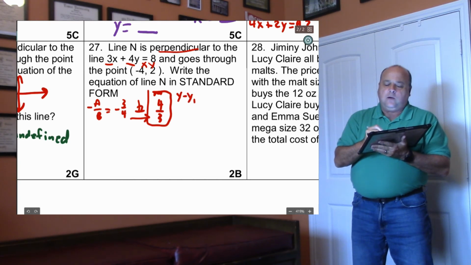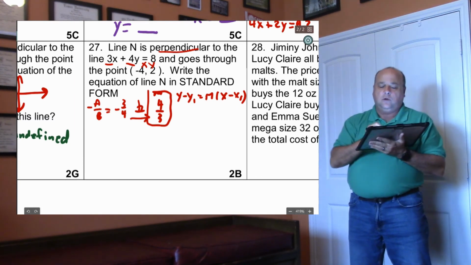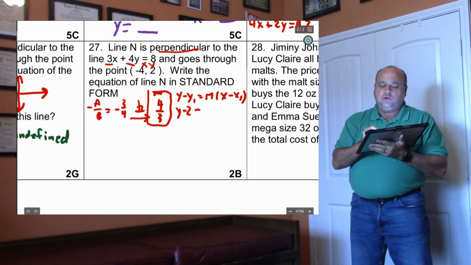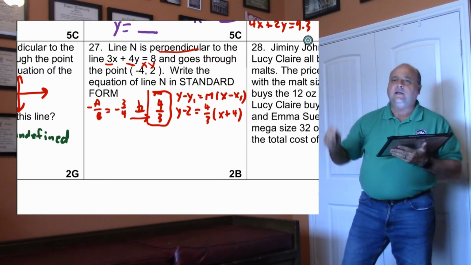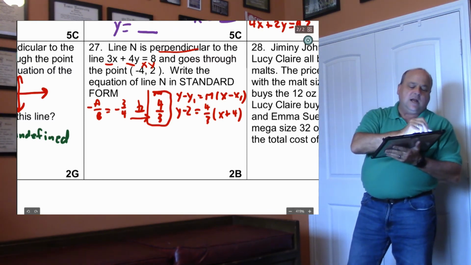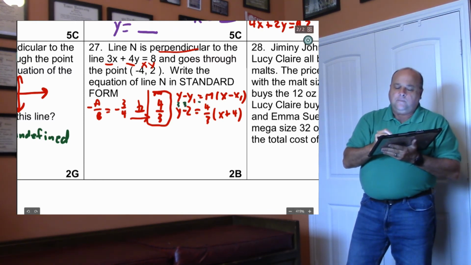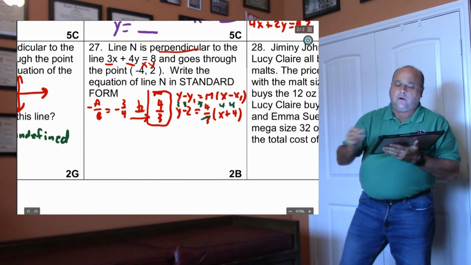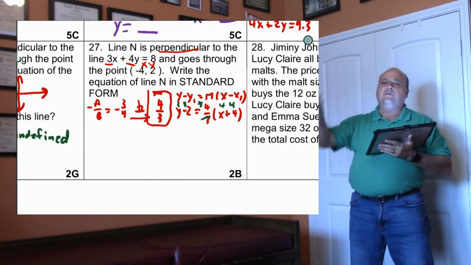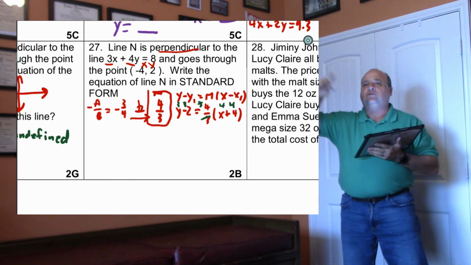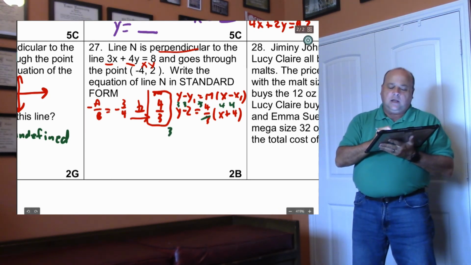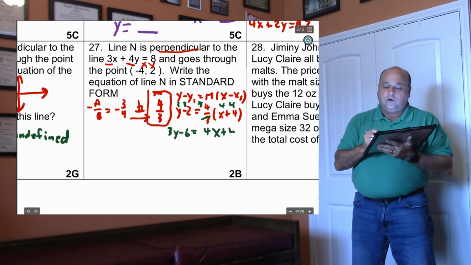I'm going to plug this into point slope. So y minus y1 equals m parentheses x minus x1. So y minus 2 equals 4 over 3 parentheses x plus 4, right? Y'all should be able to plug that into point slope. Now then, remember, the denominator goes to the left and the numerator goes to the right. So I'm going to get rid of the fraction. The 3 goes to the left, the 3 in the middle cancels, the 4 goes to the right. So I'm going to get 3y minus 6 equals 4x plus 16.